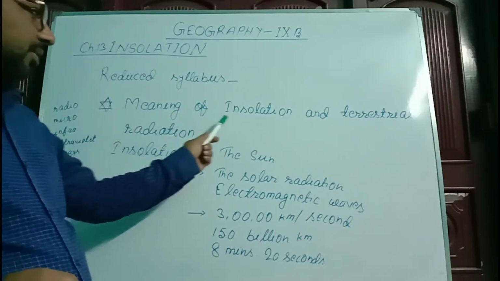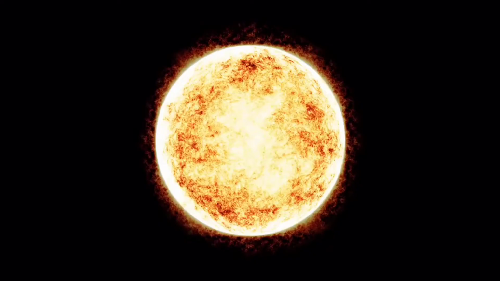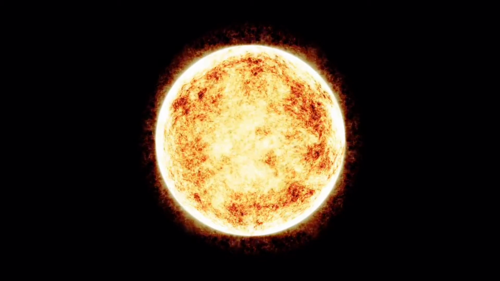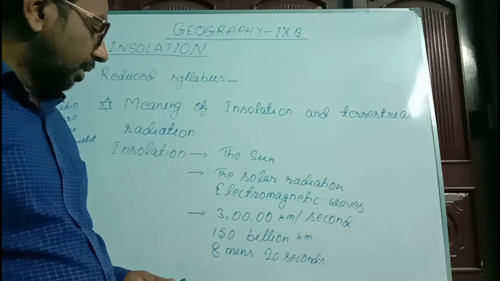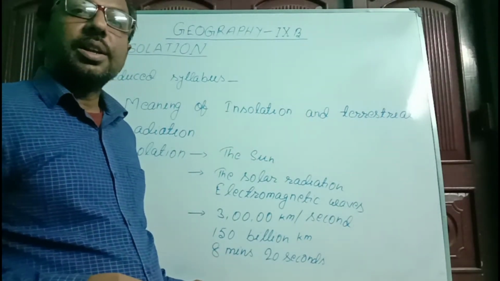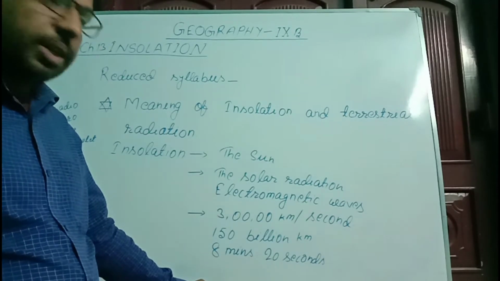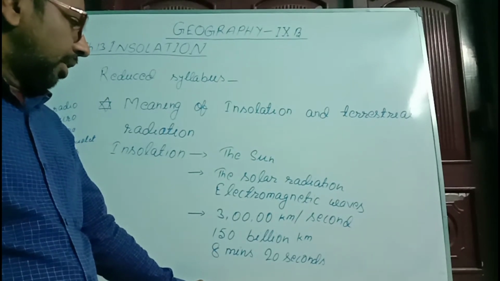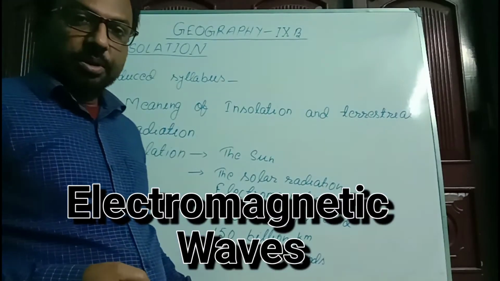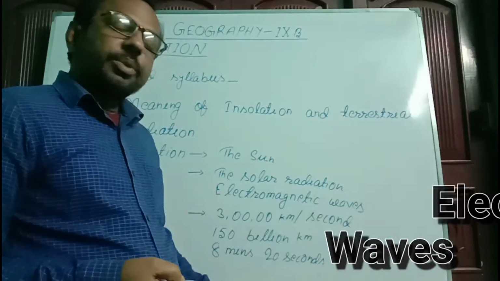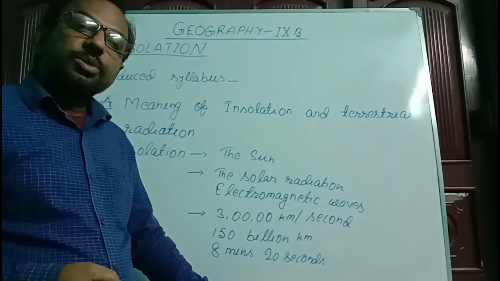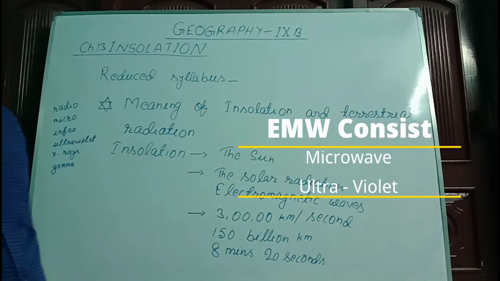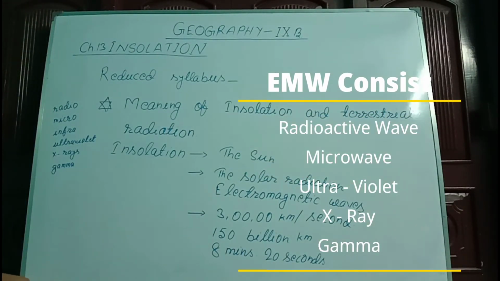So as it is mentioned in the first topic, meaning of insolation, we know the sun is the main source of energy, and this is due to nuclear fusion. A huge amount of heat and energy is released all around by the sun in the form of electromagnetic waves. These electromagnetic waves are the waves passing through the electromagnetic field. It consists of so many rays such as radio waves, microwaves, infrared rays, ultraviolet rays, X-rays and gamma rays.